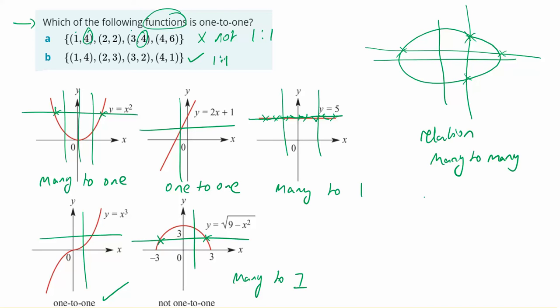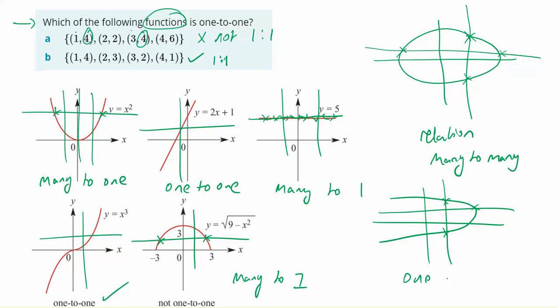So another example, if I have a parabola on its side, it fails the vertical line test, but passes the horizontal line test. So this would be called a one to many relation.